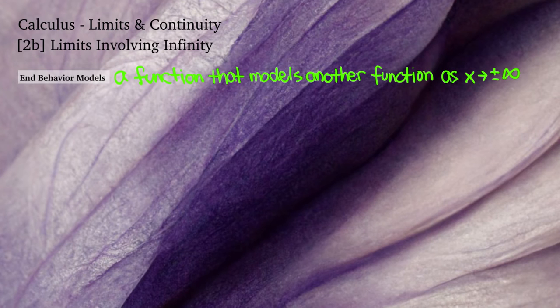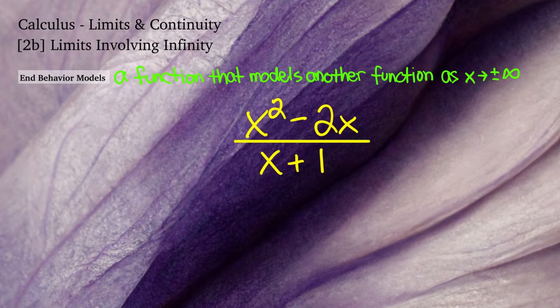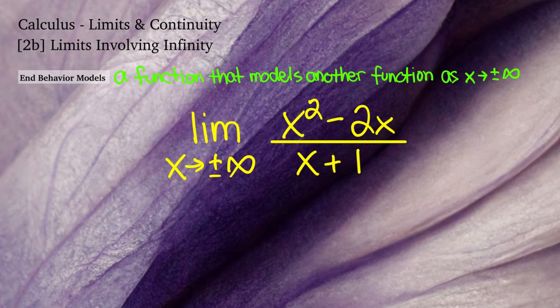The last example of this lesson is to find the end behavior model of x squared minus 2x divided by x plus 1. And I'll show you a slightly different way to do it. We'll take the limit as x approaches positive and negative infinity at the same time of this function. Then we'll separate it at the end.